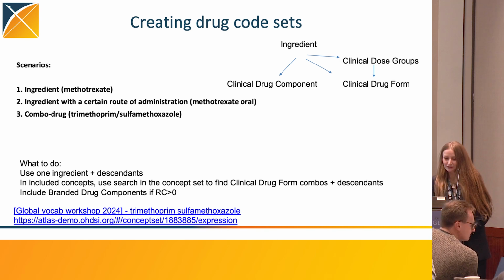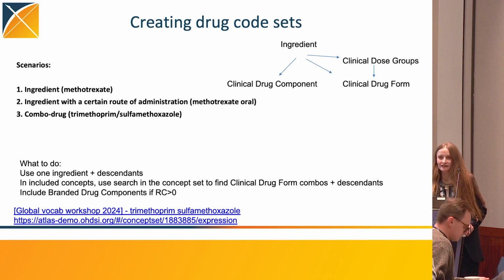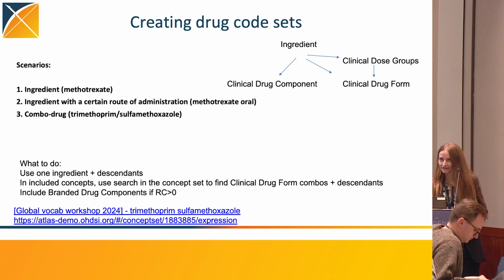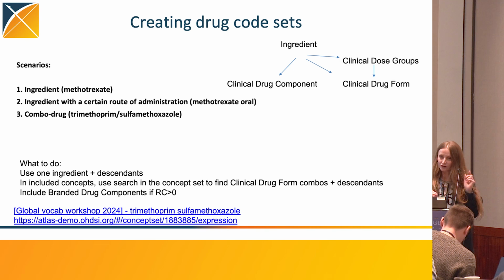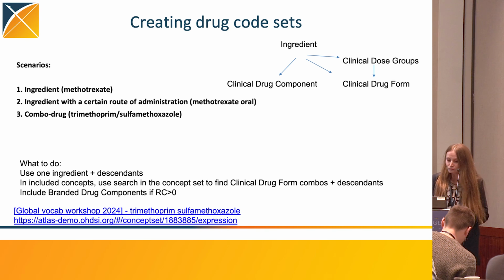Hello, everyone. So let's move on to combination drugs. Here we will create the drug concept set that contains combo drugs. In our case, it will be trimethoprim and sulfamethoxazole. We will select the first ingredient and all its descendants. Then within the included concepts, we will search for clinical drug forms because especially clinical drug forms contain combinations. At the ingredient level, you will never find combinations. So clinical drug forms we should use here. Also, it's possible to use branded drug components if their record count is more than 0.